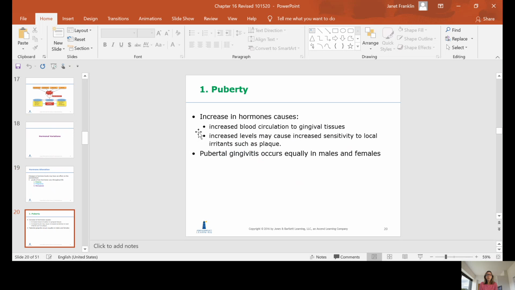Puberty. Increase in hormones causes an increased blood circulation to gingival tissues. Increased levels may cause increased sensitivity to local irritants such as plaque. During puberty, you will notice changes, both in males and females, in their reaction to plaque. They may have always had some plaque on their teeth, and now you're going to see the same amount of plaque, but an intensified or increased reaction.